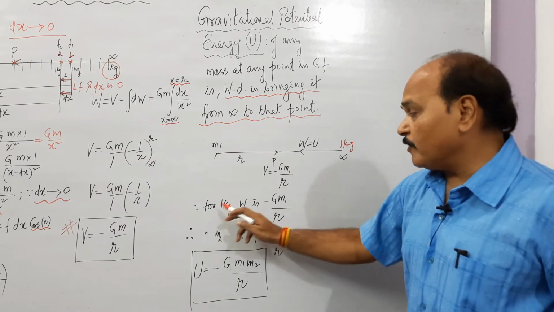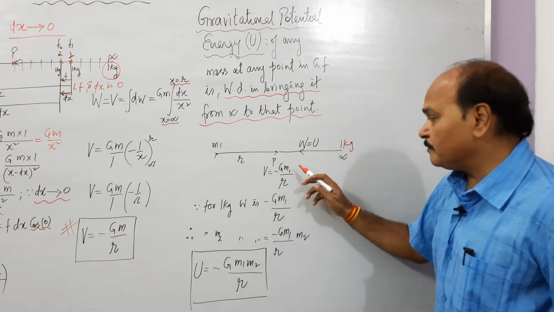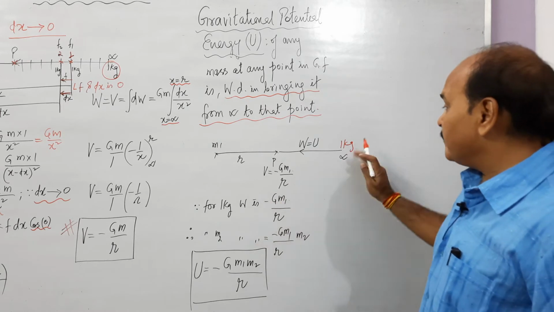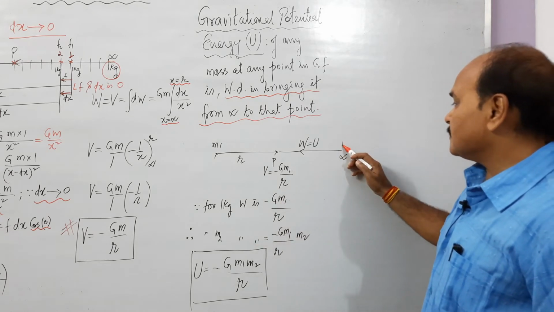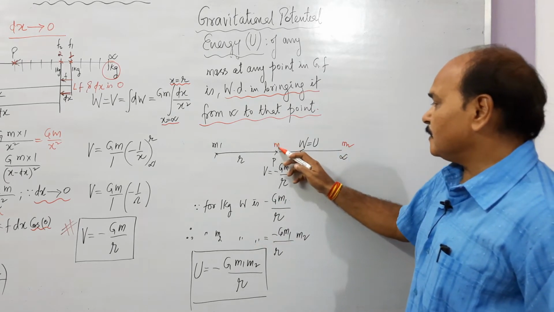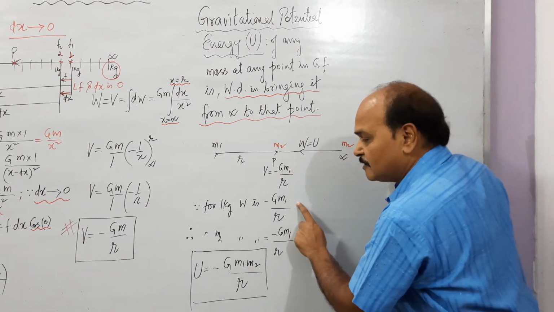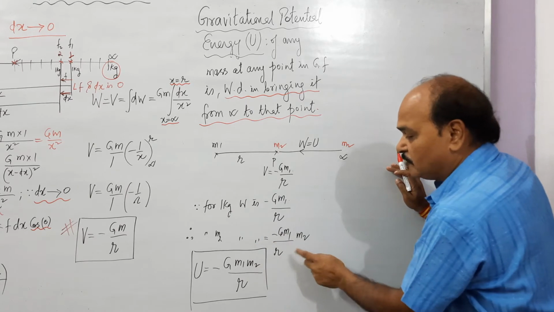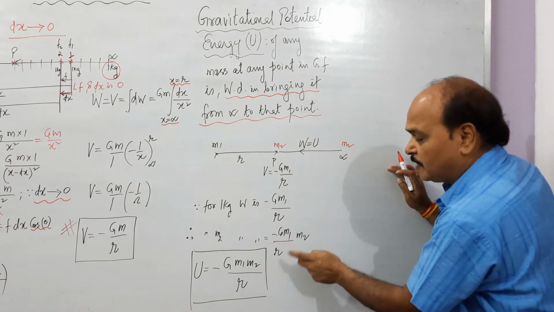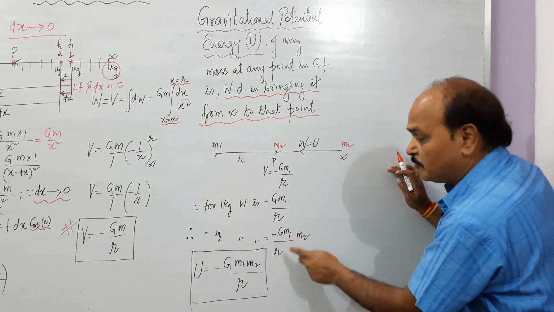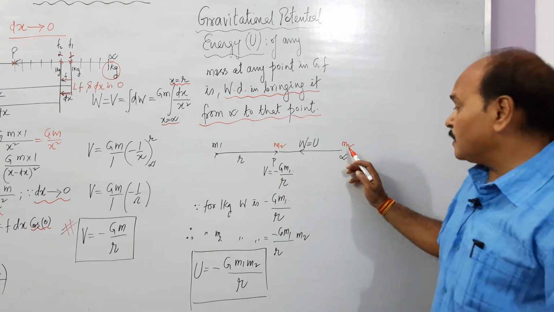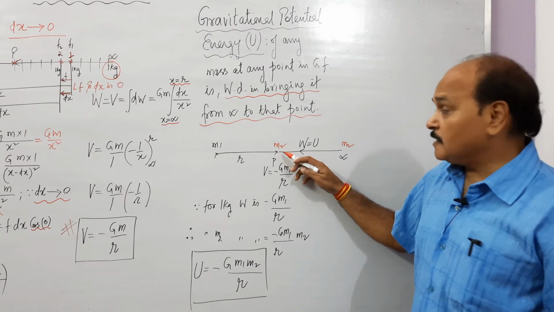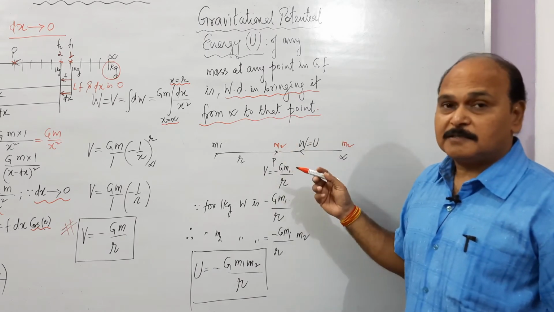Since for bringing 1 kilogram mass, work done is minus Gm by r, therefore work done in bringing m2 mass, if we bring m2 mass, what is going to be work done? For unit mass work done is this, for m2 mass the work is going to be this upon 1 into m2, unitary method, minus G m1 m2 by r. So minus G m1 m2 by r is the work done in bringing this mass from infinity to this point, and that is its gravitational potential energy.